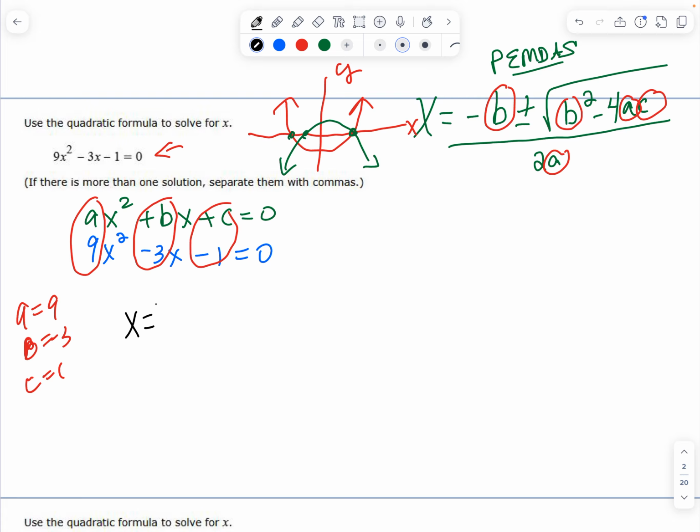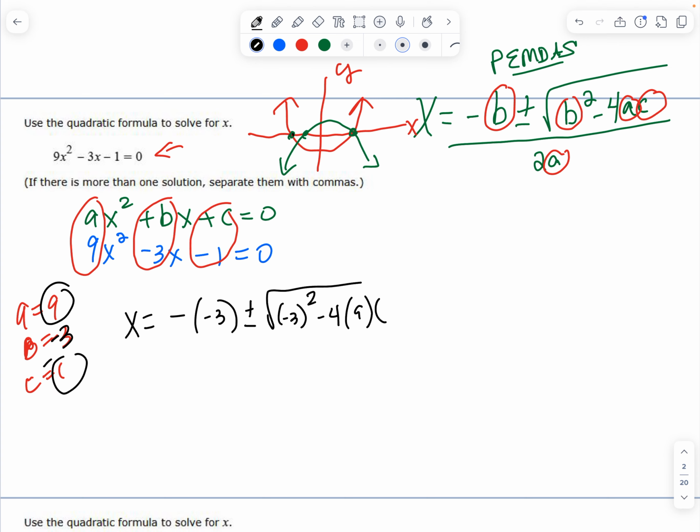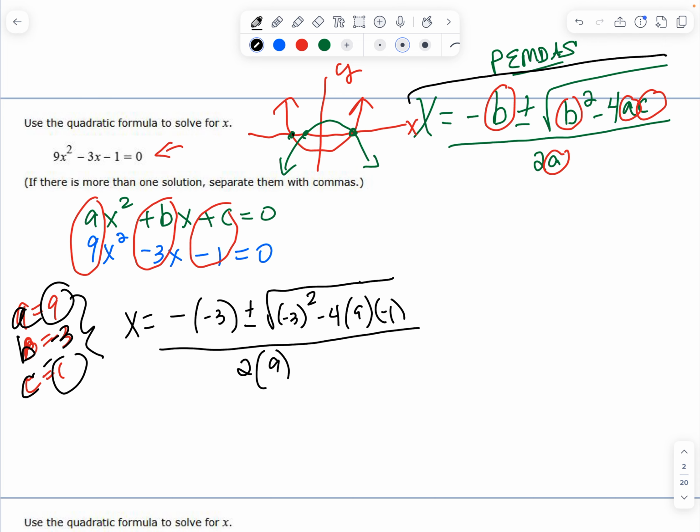Okay, so x-intercepts, which is what we're looking for, is equal to the opposite of whatever b is, and b is negative 3, plus or minus the square root of b squared. So we're going to put negative 3 again in there, minus 4, times our a value, which is 9, times our c value, which should be negative 1, all over 2 times our a value. Okay, so all I did was take these three numbers and put them into the a, the b, and the c values of this quadratic formula up here.